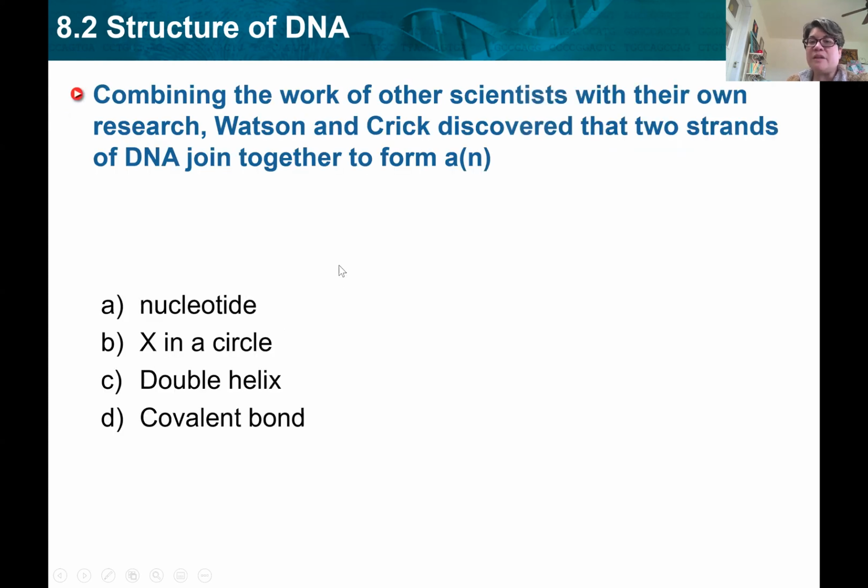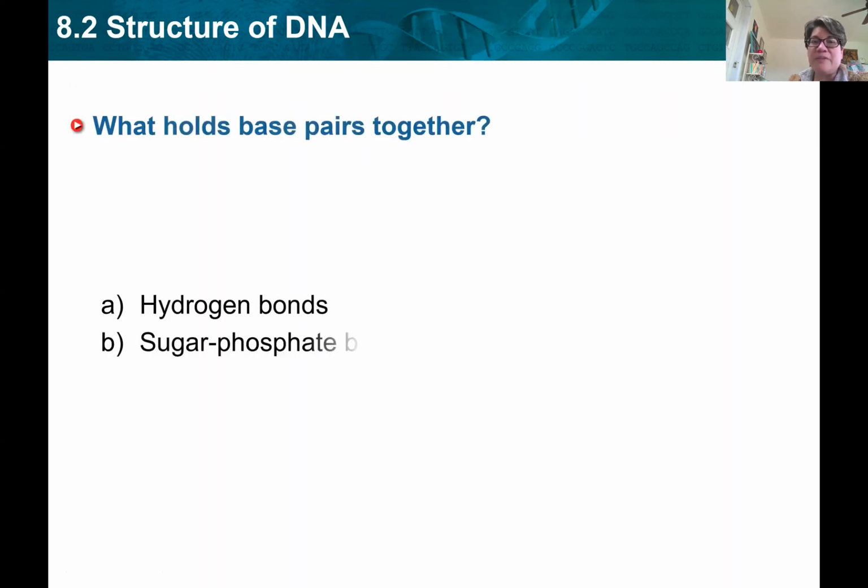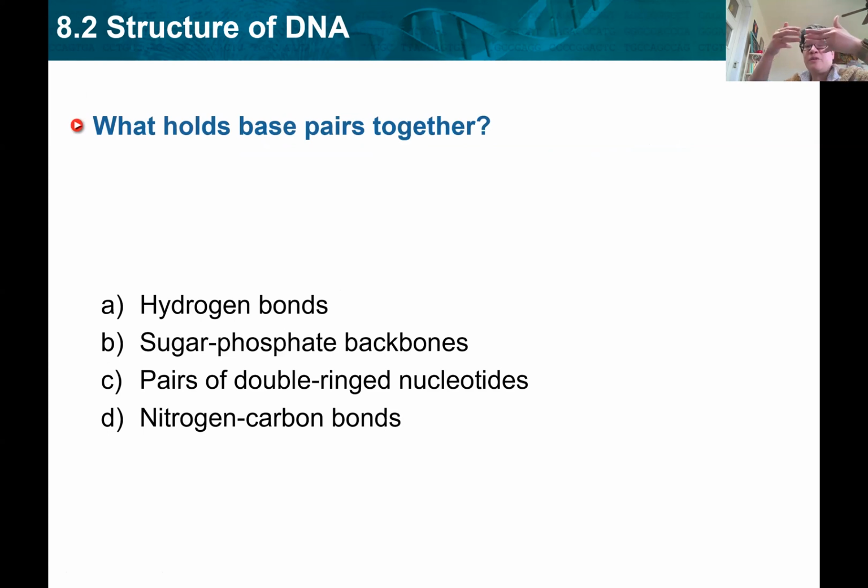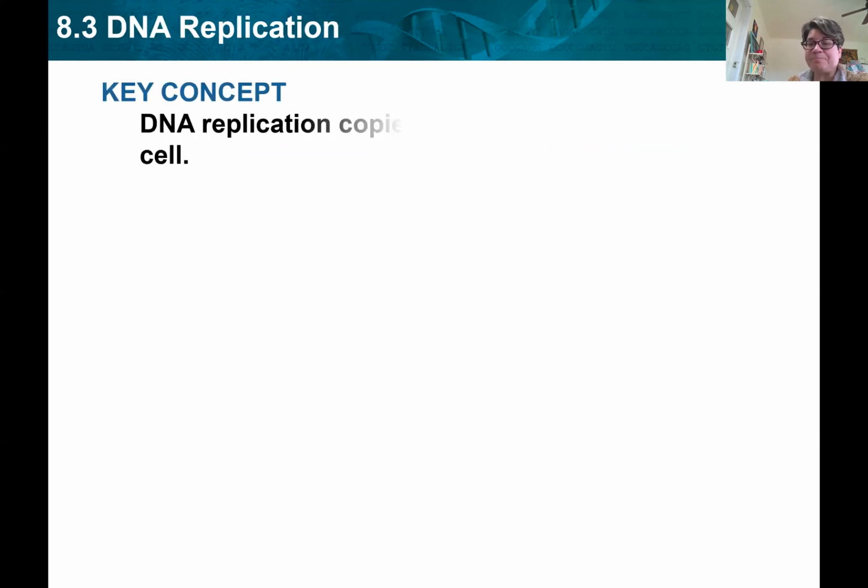Combining the work of other scientists with their own research, Watson and Crick discovered that 2 strands of DNA joined together to form what? And so we call that a double helix. So that's that twisted ladder. And then what holds those base pairs together in the middle? What holds the rungs together? This is really important for how we do replication and transcription. So those are hydrogen bonds, and those are really weak bonds that can easily unzip.